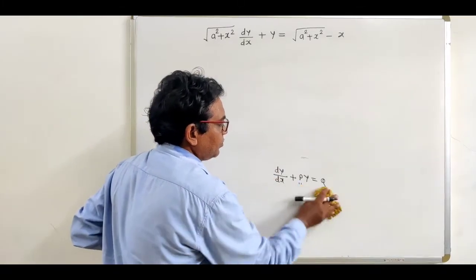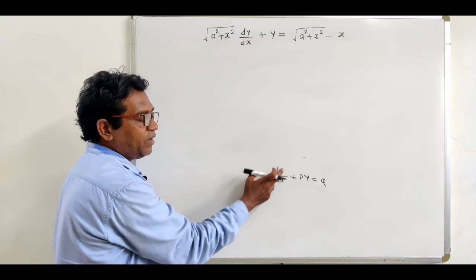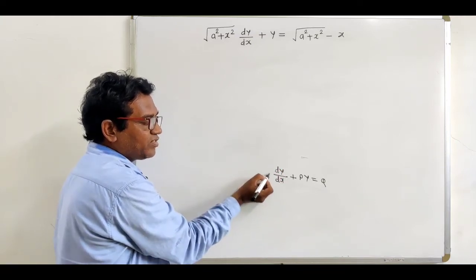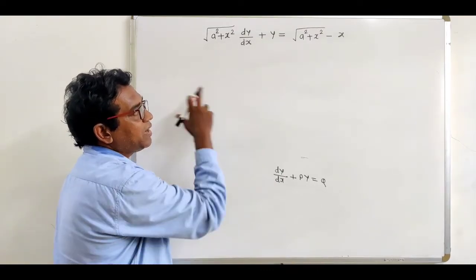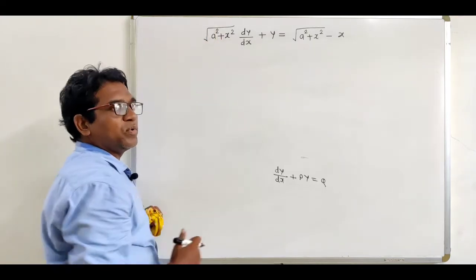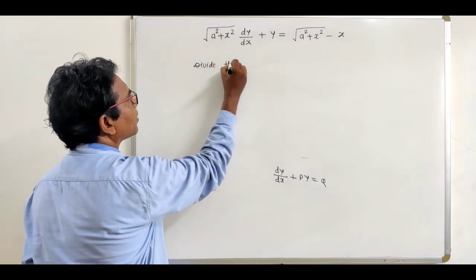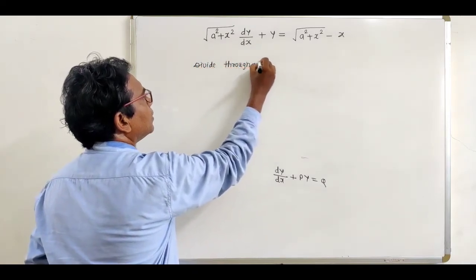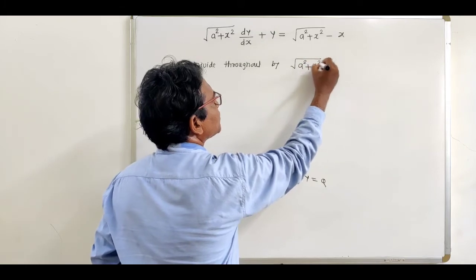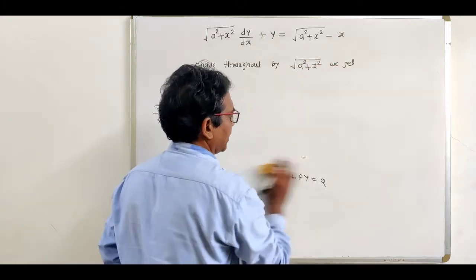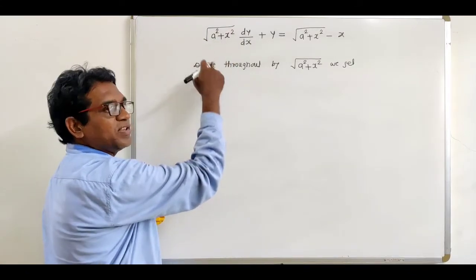So see, in this linear differential equation, what is the coefficient of dy by dx? The coefficient of dy by dx is 1. So first of all, make this coefficient equal to 1. So what is the process? Divide throughout by this term under root a square plus x square. So here, divide throughout by under root a square plus x square, we get: divide this first term by under root a square plus x square.